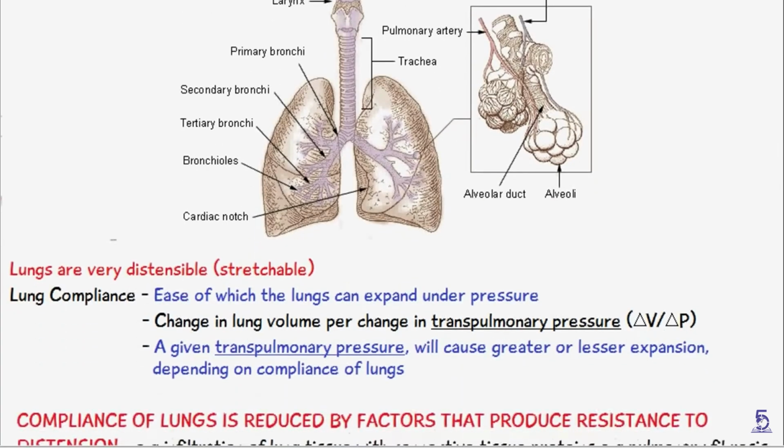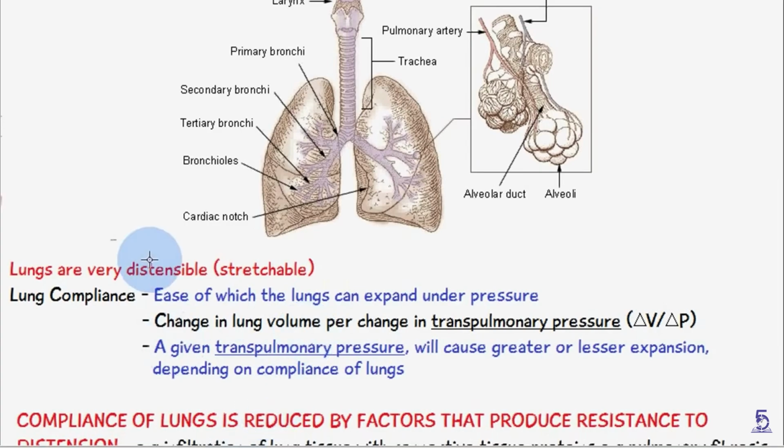Now, it's basically also known as a change in lung volume per change in transpulmonary pressure. That's the more complicated way of explaining lung compliance, and it's based on changes in volume divided by changes in pressure, but it basically means how well the lungs can expand under pressure.